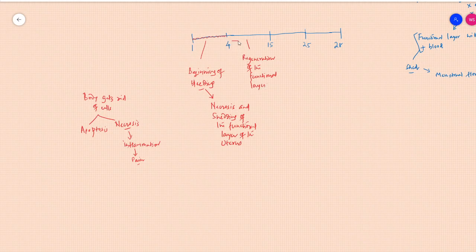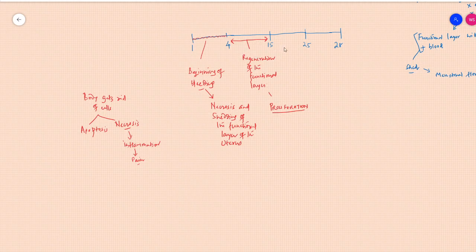So that happens between day 4 and day 15. This is the proliferation phase. Regeneration of the functional layer means the functional layer is growing. Whatever grows, we call proliferation. So this is the proliferation stage of the uterine cycle.